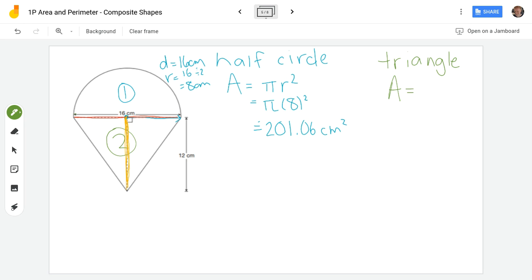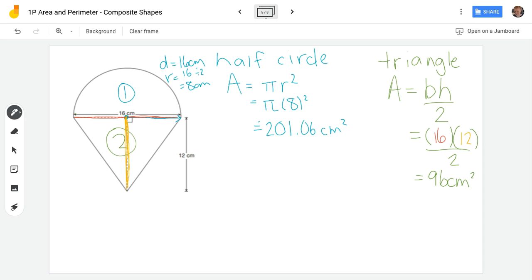So area is equal to base times height divided by 2. And the base is 16 centimeters. And the height, even though it's not labeled inside, it is labeled out here, and it's got the arrows showing that that is the entire height. So the height is 12 centimeters. And then we divide by 2. 16 times 12 is 192. And then you divide that by 2, and you get 96 centimeters squared.